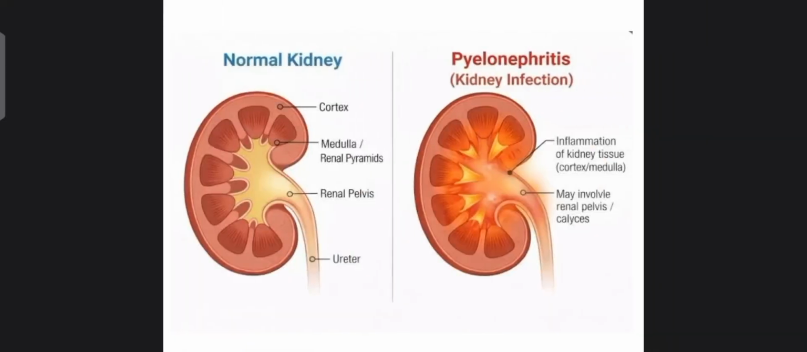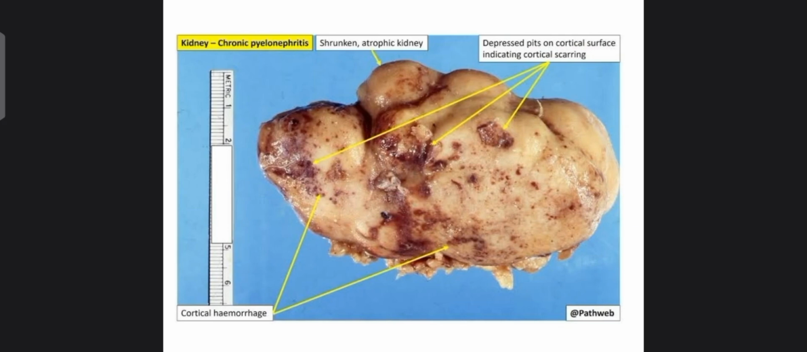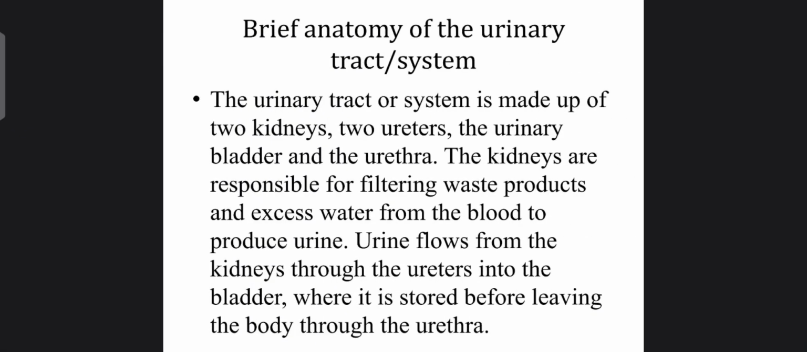So this image also shows the difference between a normal kidney and a pyelonephritic kidney. Clearly, we could see in this also a shrunken or atrophic kidney, that's a decreased kidney size, depressed pit on cortical surface indicating cortical scarring, and also cortical hemorrhage, which is bleeding on the kidney structure. So let's have a brief anatomy of the urinary tract or system.